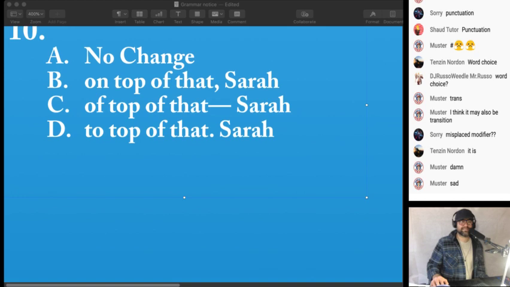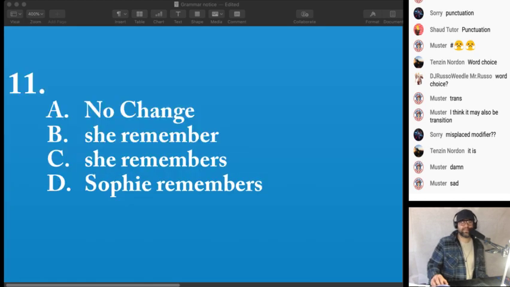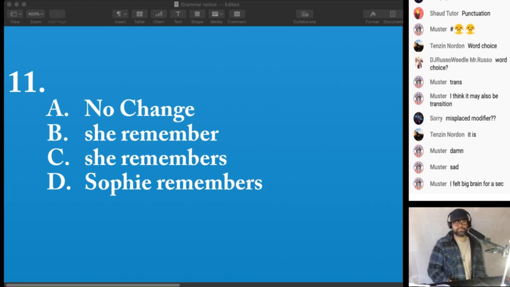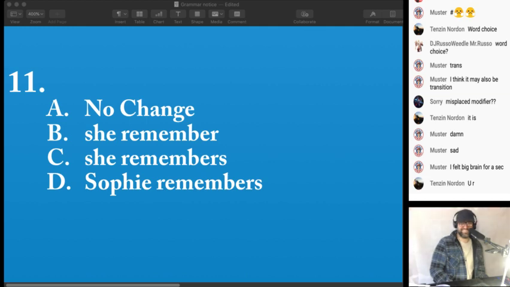Next. Okay. What is being tested in this question? Yeah, there's going to be more than one. There's going to be more than one problem. Not misplaced modifier, no.